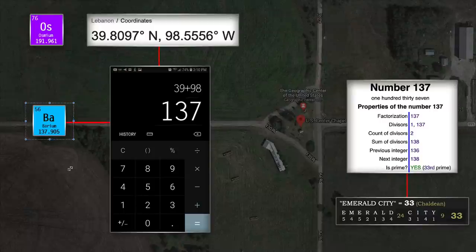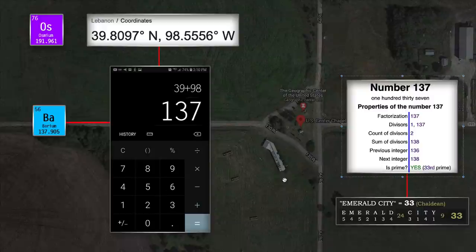The average of barium is 137.905. There's the match of the latitude and longitude of Lebanon. And when you go to numberempire.com, looking to the right-hand side of your screen, 137 is the 33rd prime number, and that's a match to where they were going to follow the yellow brick road. I mean, it was all about the Emerald City.